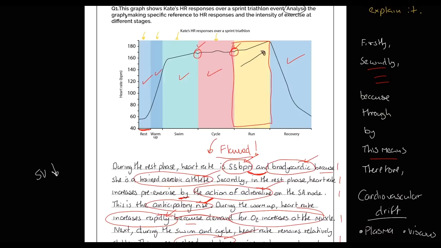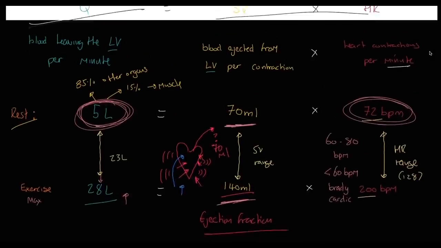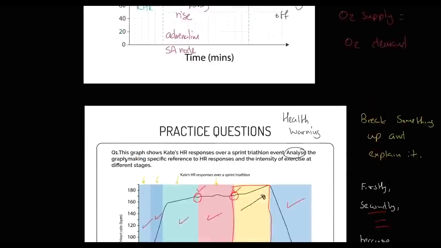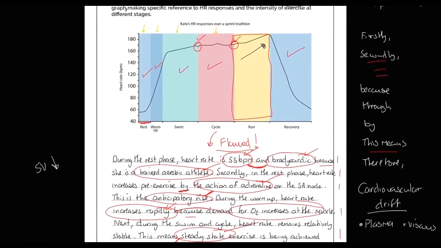If we go way back up here, in order to maintain this, if stroke volume goes down, what do we have to do? We have to increase heart rate. And that would explain this part of the graph here. That cardiovascular drift, because our blood becomes more viscous, heart rate has to go up to compensate, and so on and so on.